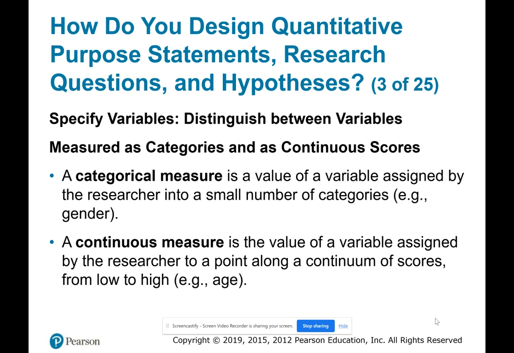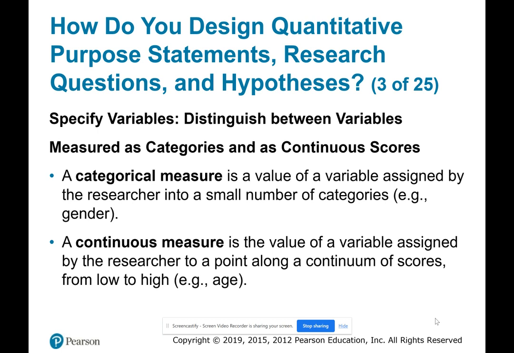Researchers score variables by grouping them into A, designated categories, or B, by using them to represent a value of some kind on a continuum ranging from low to high levels. A, categorical measures. A variable measured in categories is a variable measured by the researcher as a small number of groups or categories. This is also known as a discrete or nominal score. For example, groups of students: males 1, females 2, or low ability 1 and high ability 2.